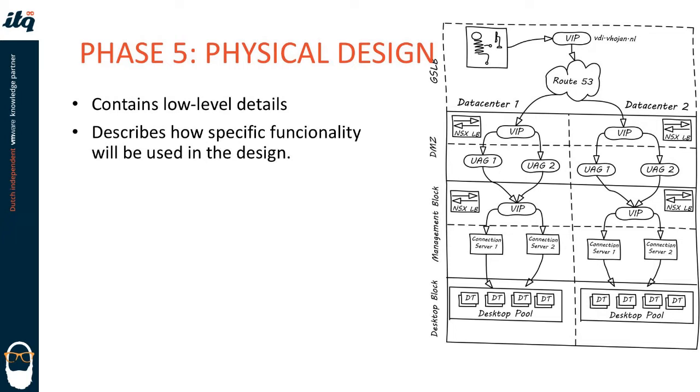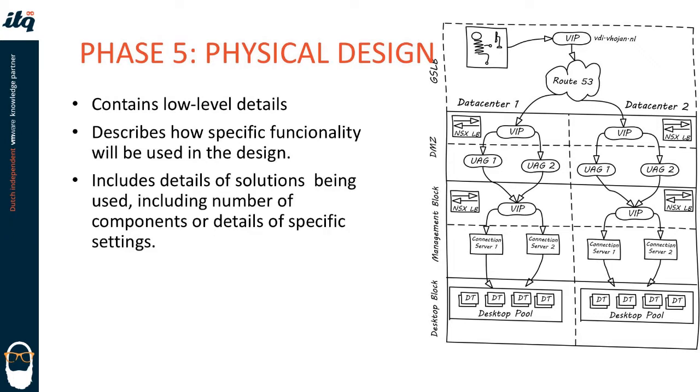In this case, you can see 2 connection servers. You see in this case, an NSX load balancer. If I would use an F5, for instance, you would define it there with either GTM or LTM, stuff like that. And in this case, you see I use Route 53 instead of a GTM by F5. So it includes all the details of the solution, including numbers of components, etc.